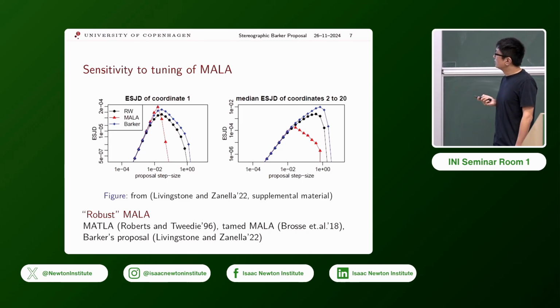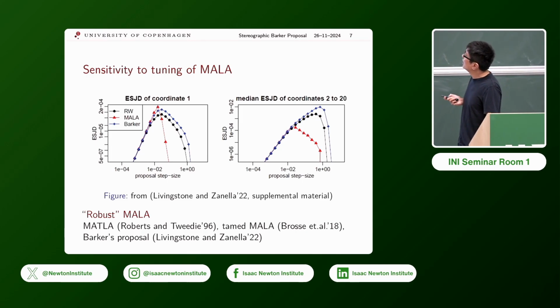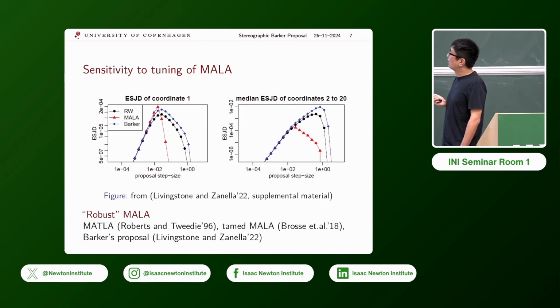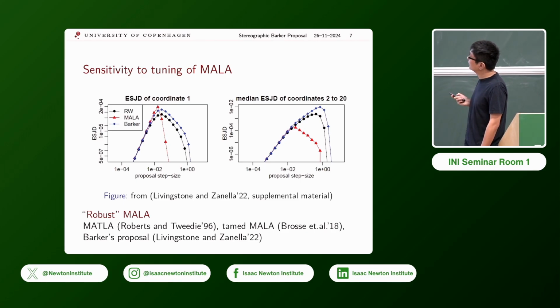So I'm using this picture from their paper. I think what they studied is they changed the scale. They consider a target with 20 dimensions, and they changed the scale for the first coordinate. So the gradient in the first coordinate direction has a different magnitude compared with the other directions. And they studied this expected square jumping distance when they changed the proposal step size. So you can see this MALA, which is this red triangle line, is very sensitive to tuning.